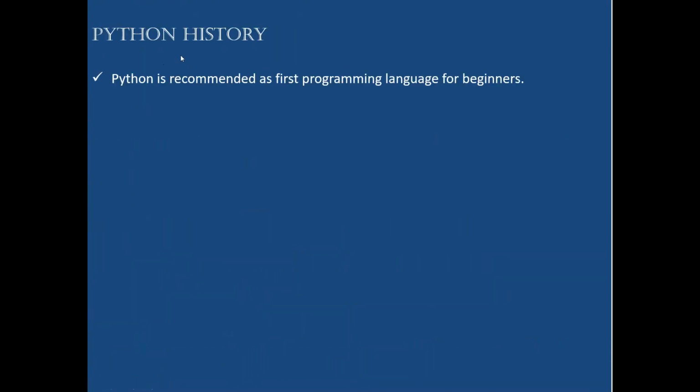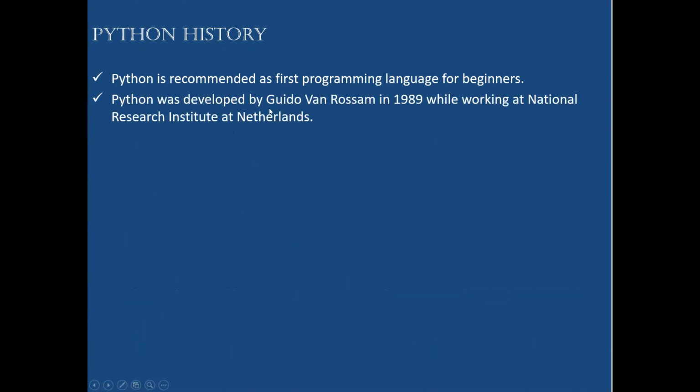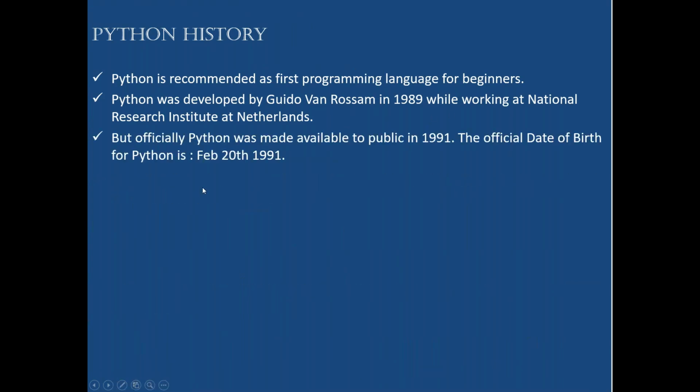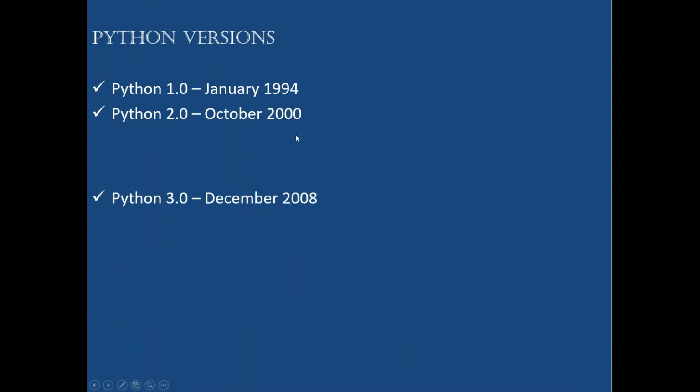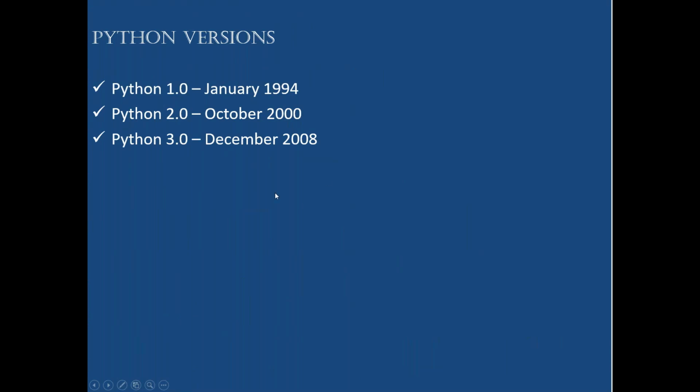Next, Python history. Python is recommended as a first programming language for beginners. Python was developed by Guido van Rossum in 1989 while working at National Research in Netherlands, but it officially became available to the public in 1991. Python versions: Python 1.0 was released in January 1994, Python 2.0 in October 2000, and Python 3.0 in December 2008. Python was popular from 2008 only; it was not popular earlier.